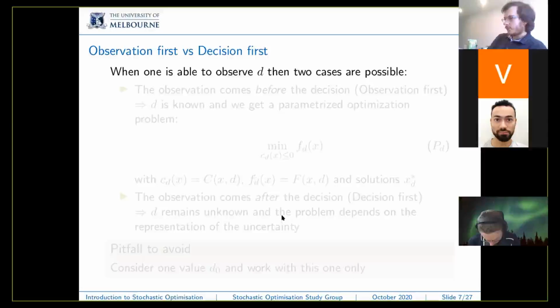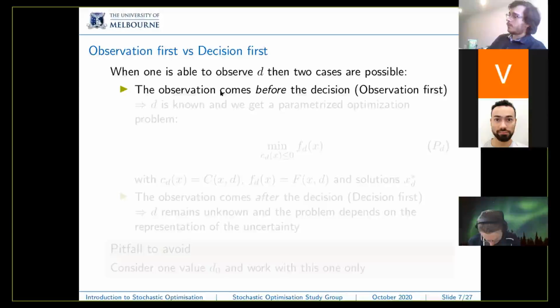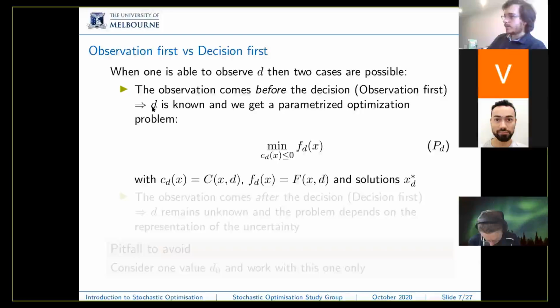Concerning the first question, there is a very classical discussion when you are able to observe the uncertainty at some point. It is the discussion of observation first or decision first. When you are able to observe the unknown parameter, there are probably two cases. One, when observation comes before the decision. So you have observation first. In this case, the unknown parameter D ends up being known actually.